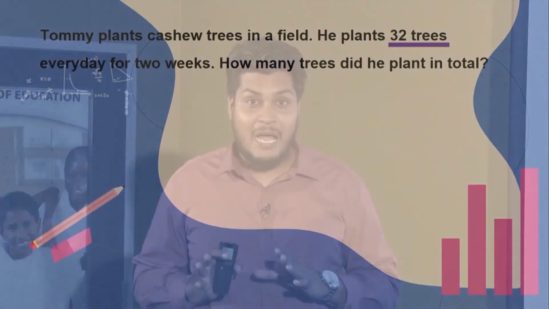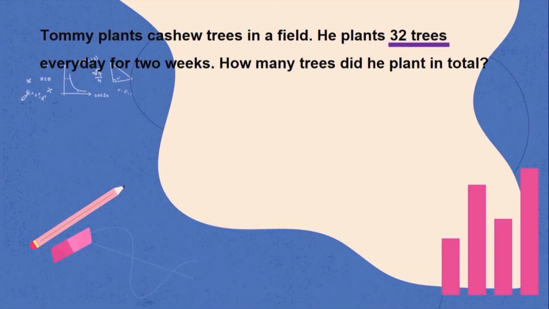Great, let's move forward. So now we're looking at a worded problem, and we're going to try to apply what we have learned. You read it for me. Tommy plants cashew trees in a field. He planted 32 trees every day for 2 weeks. How many trees did he plant in total?